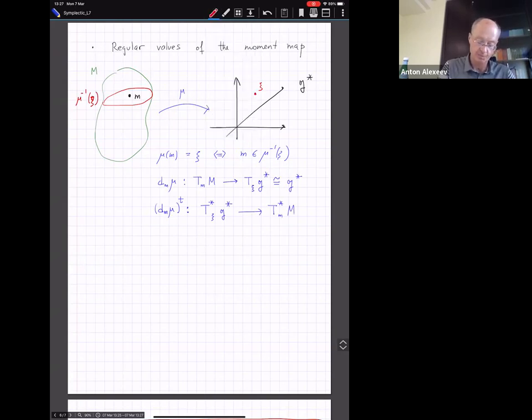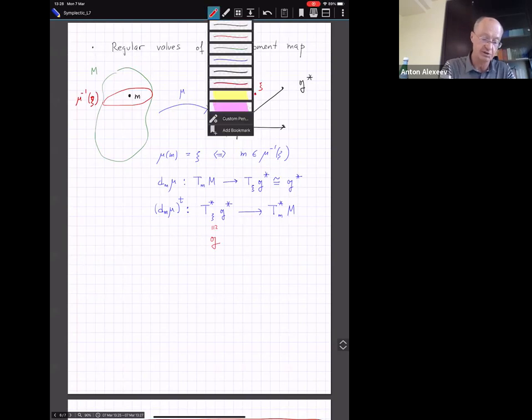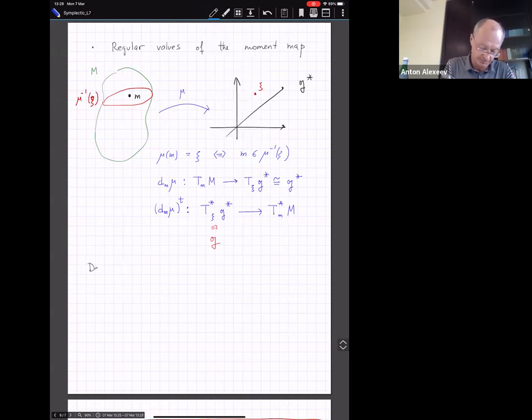And this space is simply isomorphic to the Lie algebra G, right? So there are those two maps. They are just canonically defined. Now here is a definition. I don't know whether you probably met it in your other courses.